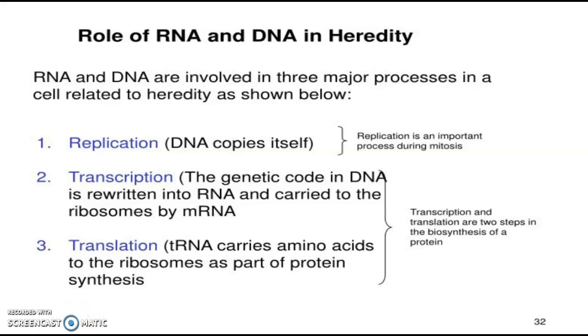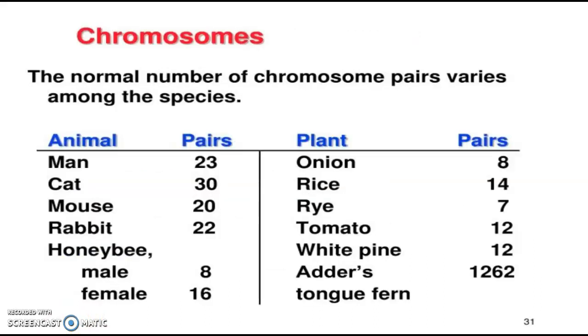Chromosomes are the genetic materials carried in pairs. The normal number of chromosome pairs varies among species. One species has a different number of chromosome pairs compared to another species. For example, human beings or Homo sapiens have 23 pairs of chromosomes, that is, 46 chromosomes in total. Cats have 30 pairs of chromosomes, and mice have 20 pairs. So these are some examples of the pairs of chromosomes present in different species.